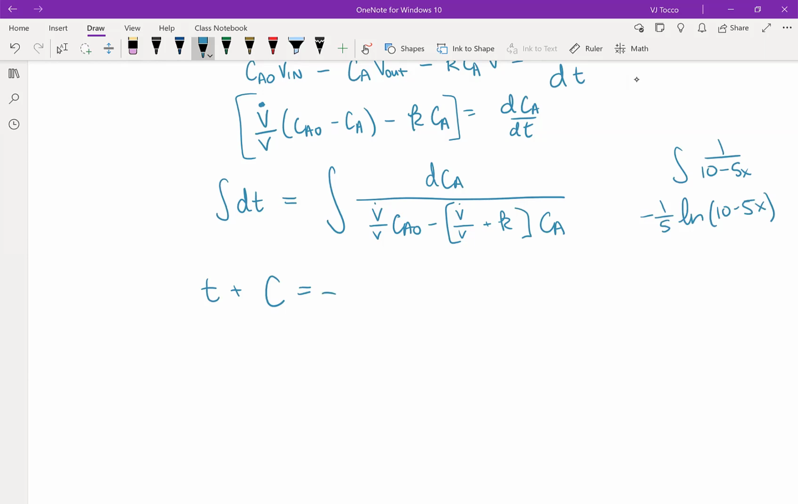So it's going to be minus out front, minus 1 over v dot over v plus k times ln of all this stuff. V dot over v, CA0 minus v dot over v plus k. I need the parentheses there, times CA. Okay, now I have to solve for CA.